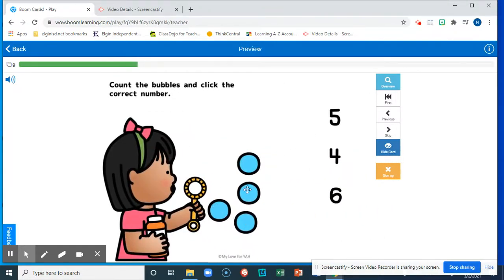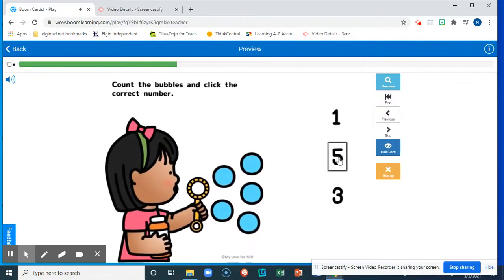Now let's count our bubbles. 1, 2, 3, and 4. Which one is 4? Is it the top one, the middle, or the bottom? The number 4 is the one in the middle. But before I click on that, what number is this? 5. What number is this one? 6. We have 4 bubbles, so we're going to click on number 4. Good job. We got it right.